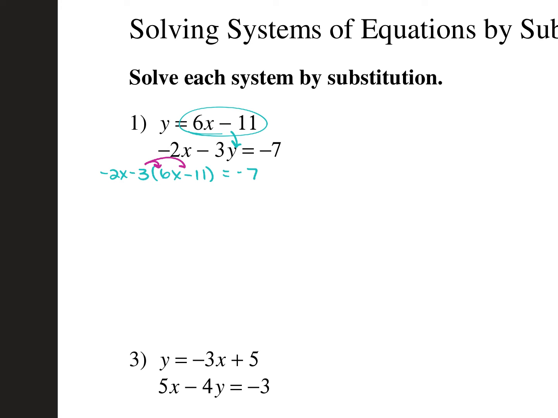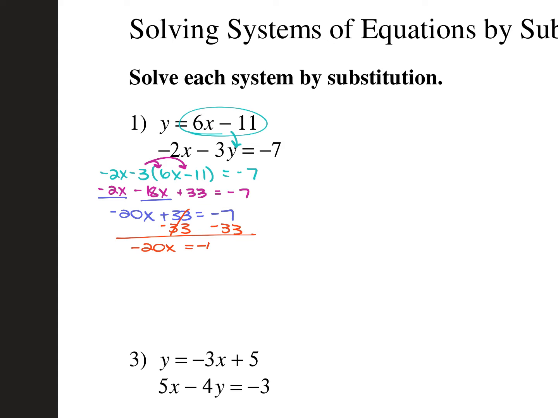We're going to distribute the negative 3. So that gives us negative 2x minus 18x plus 33 is equal to negative 7. We're going to combine like terms on the left. So the negative 2x minus 18x is negative 20x plus 33 is equal to negative 7. We're going to subtract the 33 from each side. This leaves us with negative 20x is equal to negative 40. From here, just divide each side by the negative 20, and you get that x is 2.